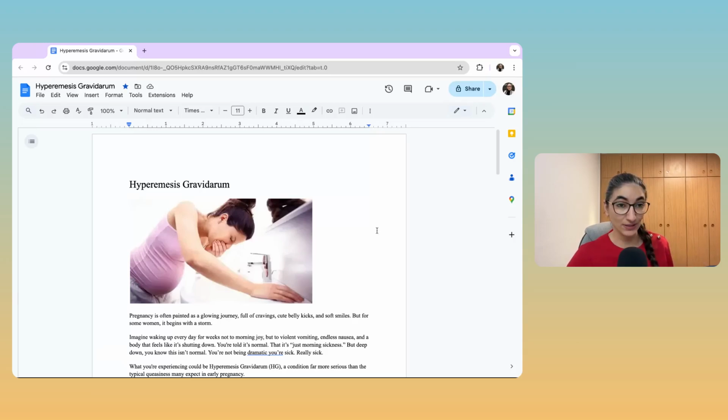So this document says Hyperemesis Gravidarum, which is a type of vomiting that occurs during pregnancy. And I would say the first thing I would change about this article is the title. I'm not actually sure, if I was a person who didn't know anything about this topic, what this article would be about, because this is a very difficult phrase to actually type into Google or even to search.